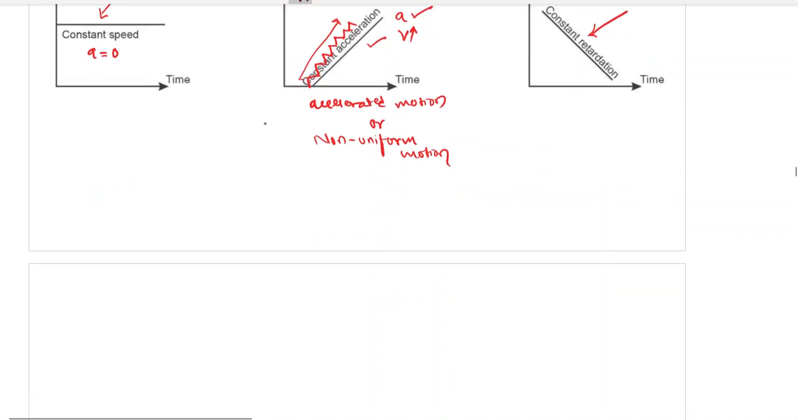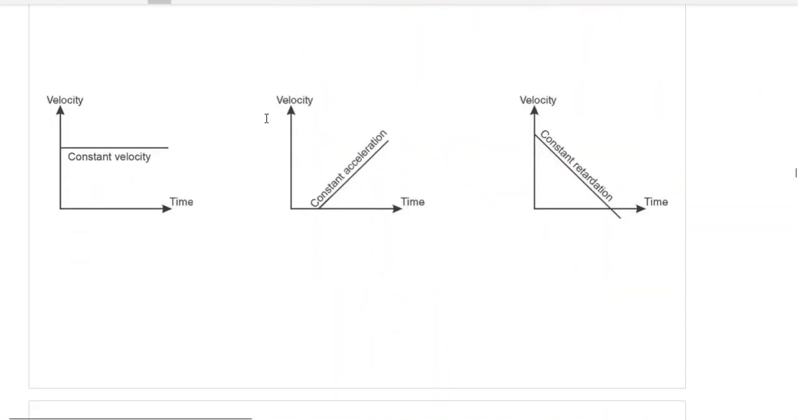Speed time graph. Velocity time graph, same thing. Speed is replaced with the word velocity over here. Nothing changes. What can change over here is that the velocity time graph can go below the time axis. The speed time graph cannot go below the time axis.